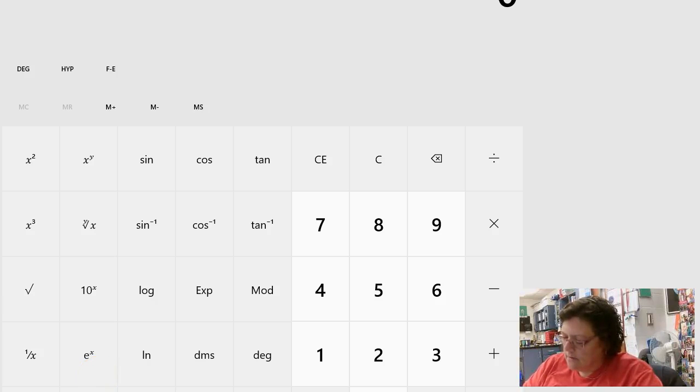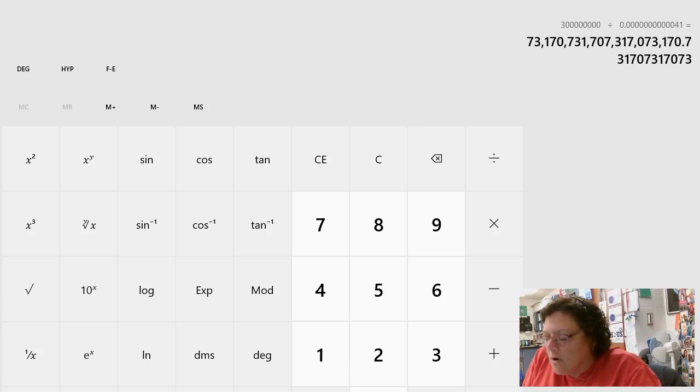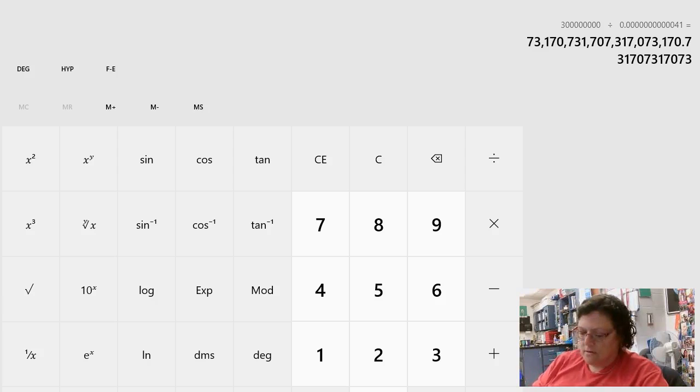So we'll take the speed of light, 3.0 times 10 to the 8th, divided by our wavelength, 4.10 times 10 to the negative 12th. And if we move our decimal, count our decimal places, we go 3, 6, 9, 12, 15, 18, we would have an answer that would be 7.31 times 10 to the 19th.